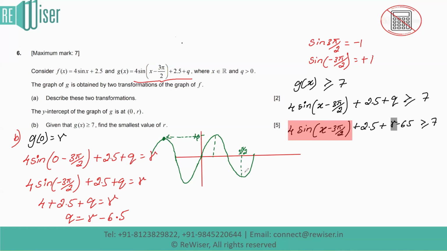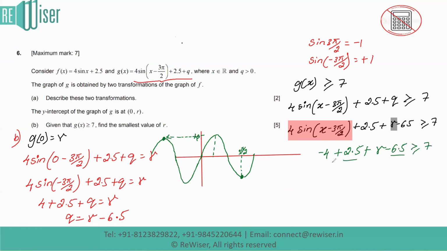So if you take it the other way around, it has to be the minimum point. So the minimum point is what we need to take. The minimum point of this function would be minus 4. So that's why it has to be minus 4 plus 2.5 plus r minus 6.5, and this must be greater than or equals to 7.